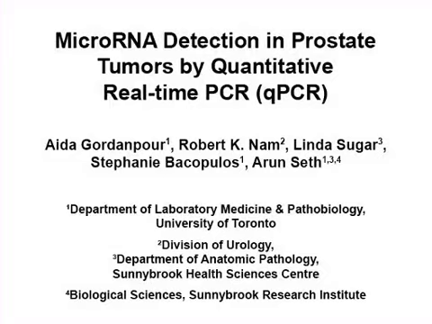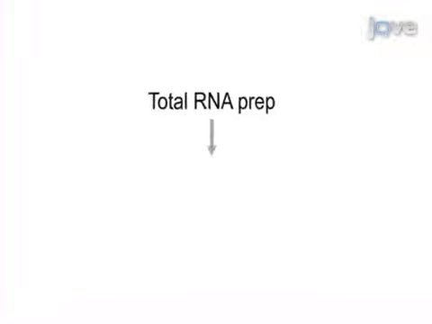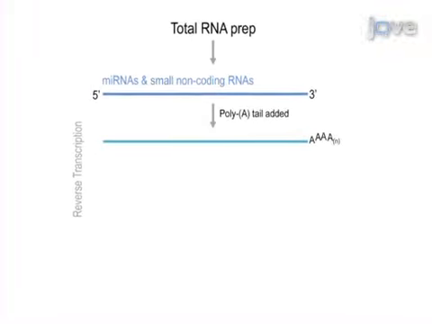The overall goal of the following experiment is to quantify the expression levels of microRNA molecules in prostate cancer and normal prostate tissue using quantitative real-time PCR. This is achieved by first extracting total RNA from prostate tissues that includes mRNA, microRNA, and other small RNAs.